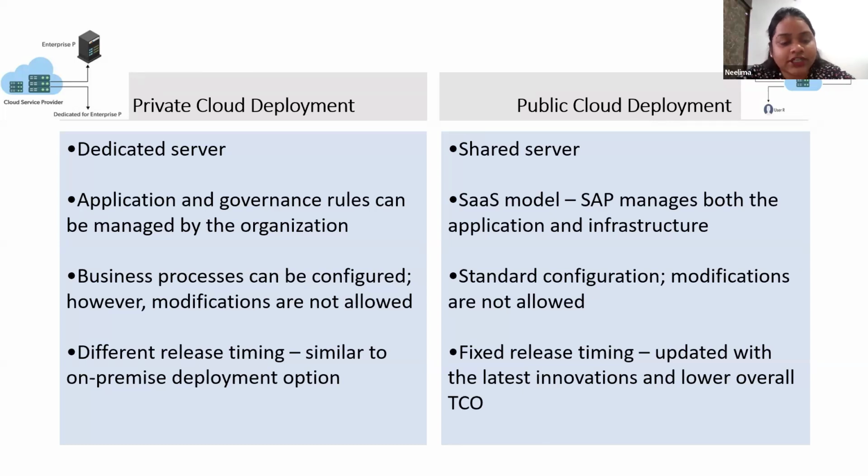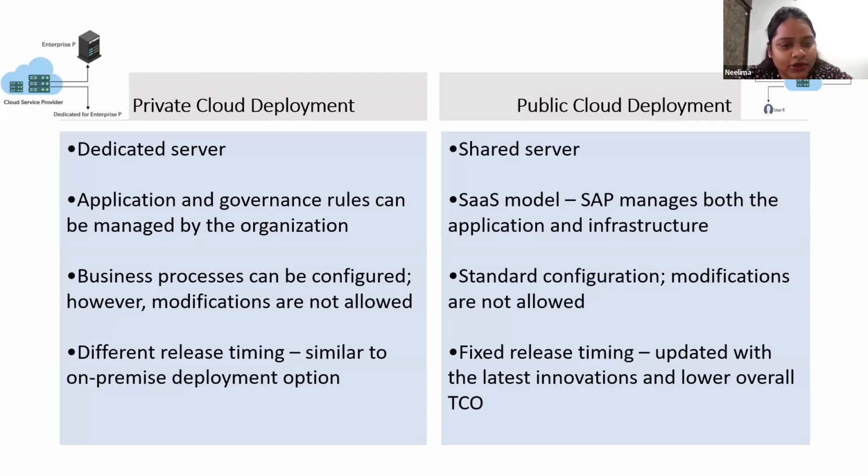Okay, the organization which owns this can manage application settings and governance rules according to their business needs. The business processes can be configured, but major modifications are generally not allowed. As this is cloud, if they want any major modifications, they have to reach out to SAP, request them, and SAP will do it. So the release timing is flexible, similar to the on-premise model, giving a little bit more control than the public deployment. So in private cloud deployment, they'll have control, but not as much as on premise, though more than the public cloud deployment.